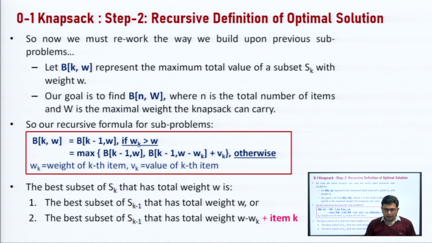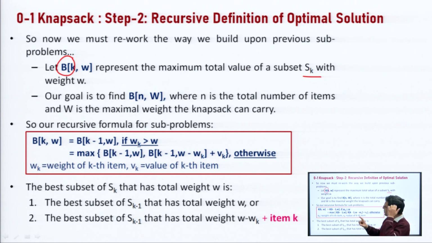Now, we need to find the recursive definition. So, how can we find the optimal structure? We need a recursive definition. Basically, we need to find a matrix B, with entries B[k, w]. What is B[k, w]? B[k, w] represents the maximum total value of a subset Sk with the weight w. So, B[k, w] is basically a matrix which stores the maximum total value of a subset Sk which has a weight w.